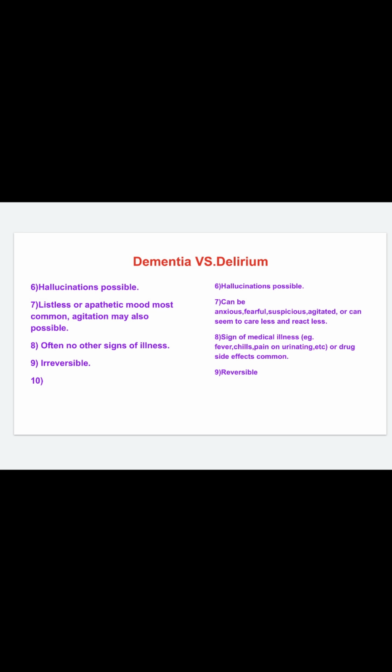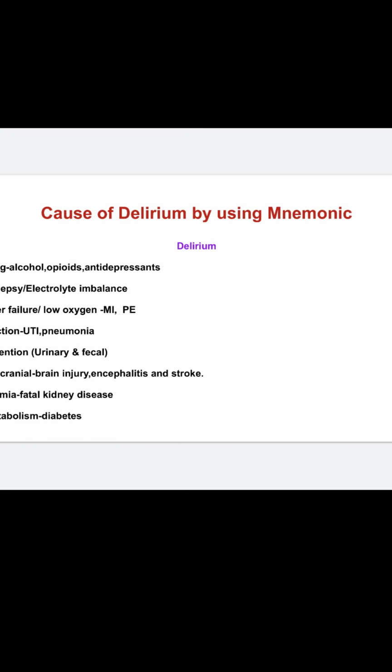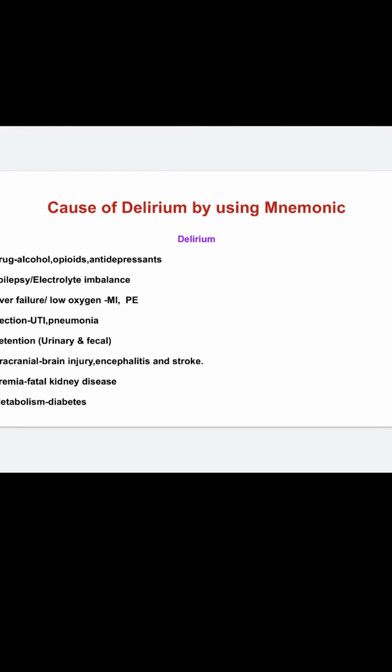There is no known reason why a person has dementia, but there is a reason for delirium. For the causes of delirium, I'm using a mnemonic: the word "delirium" itself. D stands for drugs. It could be a side effect from alcohol, opioids, or antidepressants. And E stands for epilepsy or electrolyte imbalance.